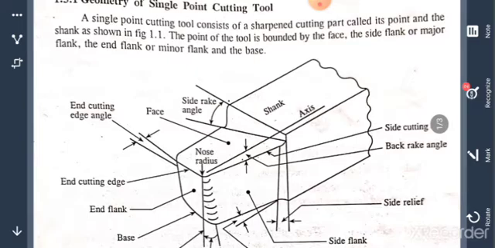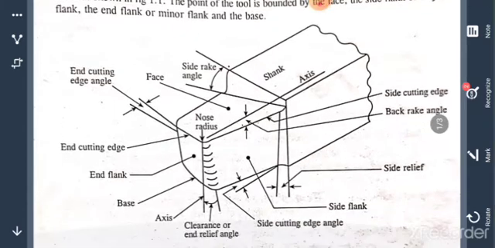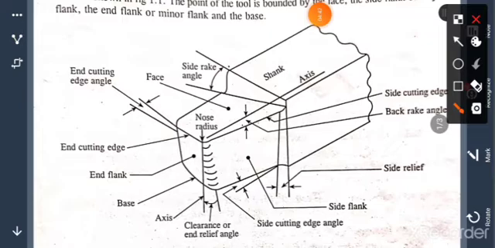The point of the tool is bounded by the face, the side flank or major flank. These we will discuss one by one. Here you can see the term definitions are given one by one. First of all, you practice this diagram. It is a very easy diagram. Draw it properly. Most of you will make it. It's a very simple diagram, but make no mistakes.